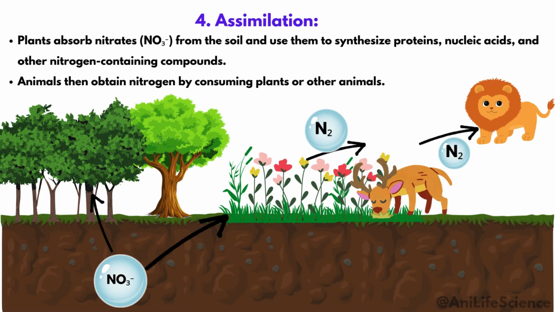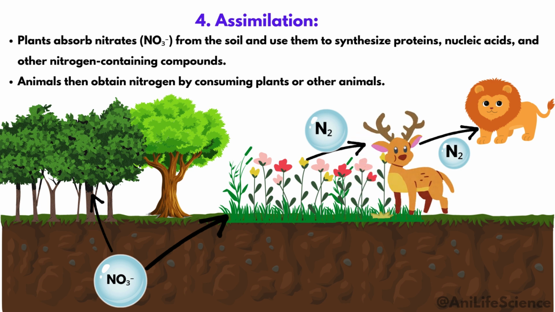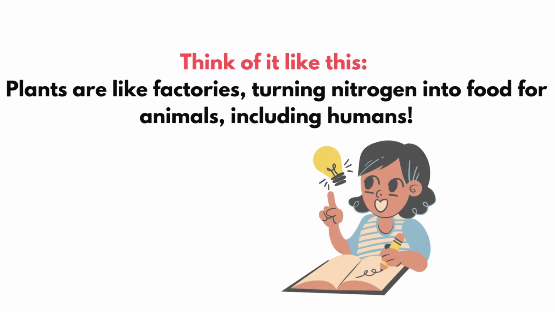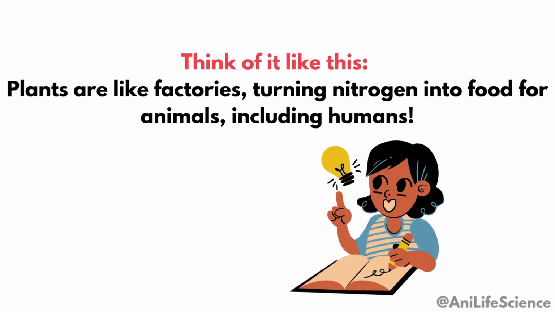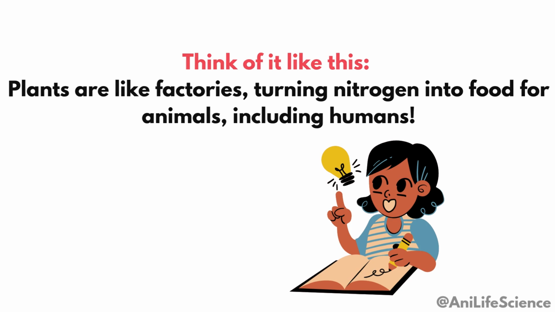Fourth. Assimilation. What happens here? Plants take in nitrates from the soil through their roots. They use this nitrogen to make proteins and other important nutrients. Animals then eat plants to get their nitrogen. Think of it like this: plants are like factories, turning nitrogen into food for animals, including humans.